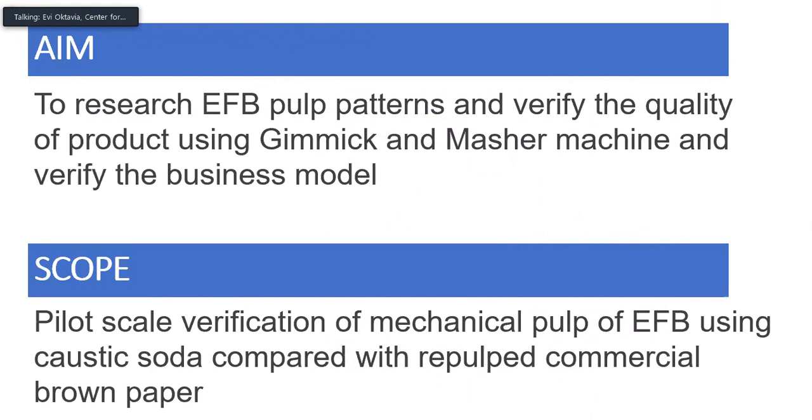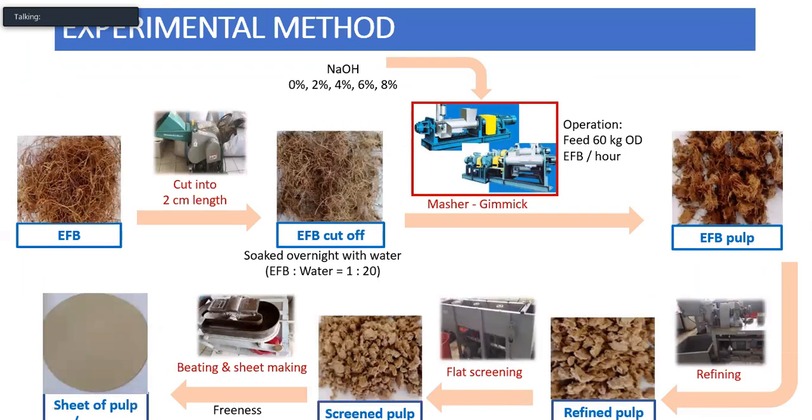So the aim of this study is to research EFB pulp patterns and verify the quality of the product using Gimmick and Master machines, and verify the business model. The scope of this study is pilot scale verification of mechanical pulp of EFB using caustic soda, and compare it with repulped commercial brown paper.